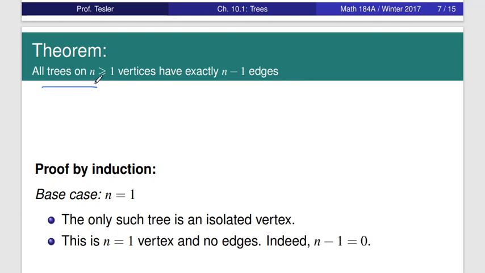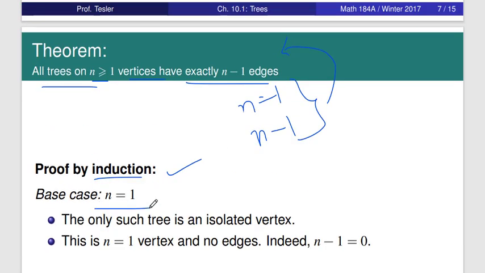All trees on n greater than or equal to 1 vertices have exactly n minus 1 edges. In the last semester we have solved induction theorems. In that we have to find out if it holds for n equal to 1, the base step, and we assume that it is true for n minus 1. If both steps are true, then we can say that this theorem is true.